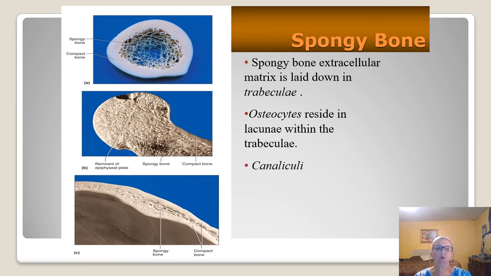Spongy bone is that porous bone made of osteocytes and some extracellular matrix as well. Remember, these do not have central canals, but they do have small canals or channels that we call canaliculi. The osteocytes are in the lacuna within the trabeculae. The spongy bone matrix is laid down there in the trabeculae.